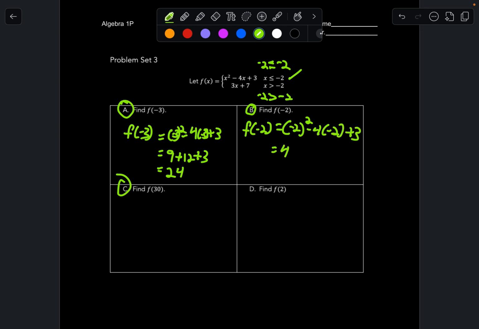Negative 2 squared is 4. Negative 4 times negative 2 is a positive 8, plus 3. I'm not using a calculator, but you're more than welcome to use one. So f of negative 2 is 15.